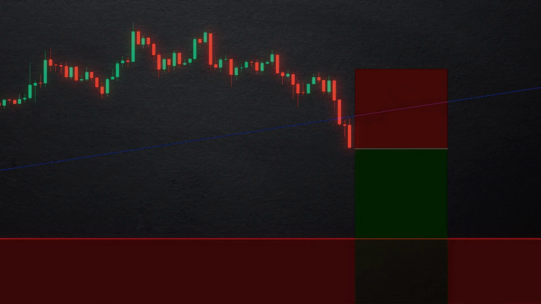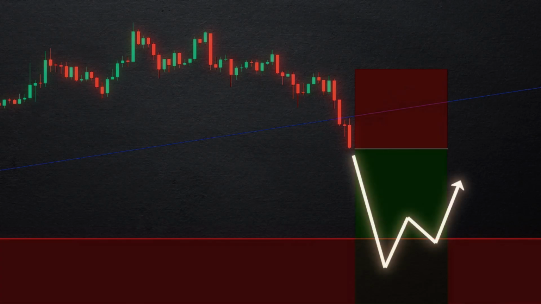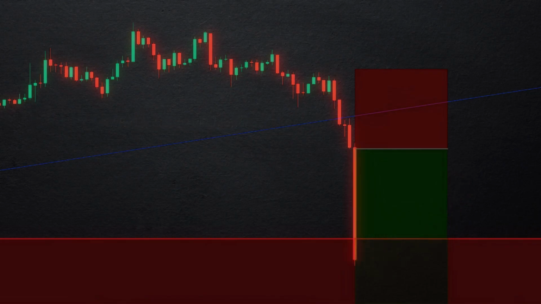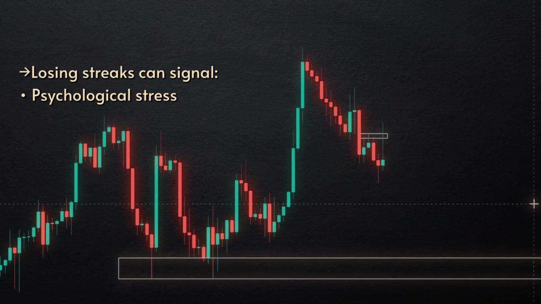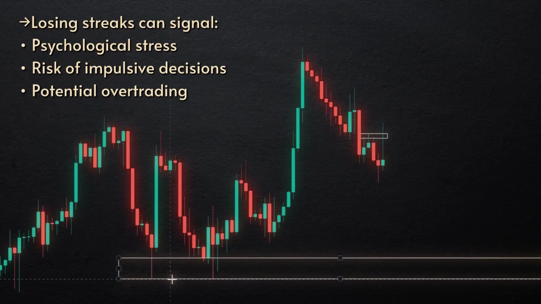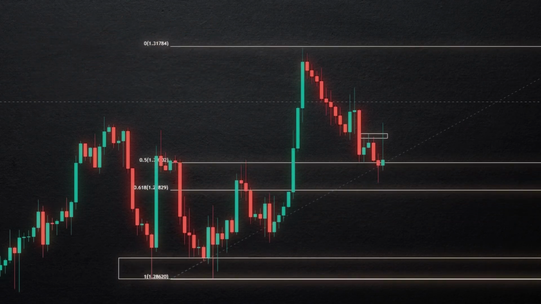Later that afternoon, a second valid setup shows up. Again, you follow the rules perfectly, and again, you get stopped out. Another 1R loss. You're now down 2 full units for the day. Honestly, a lot of traders would just panic or quit right there. But then, in the evening, a third valid setup presents itself. You take it without hesitating, and this time it smashes the target, giving you a 2R win.